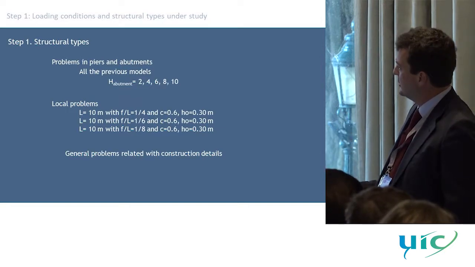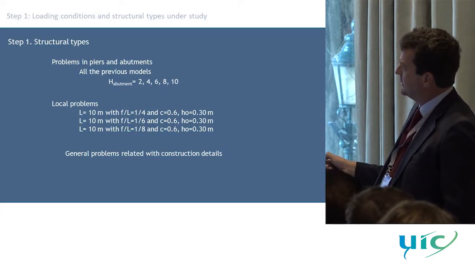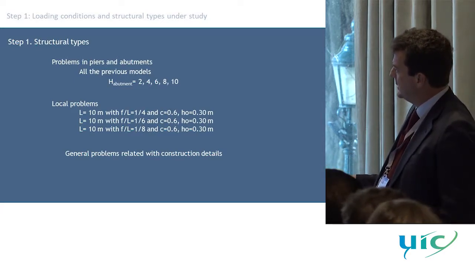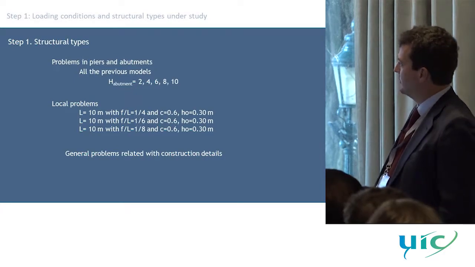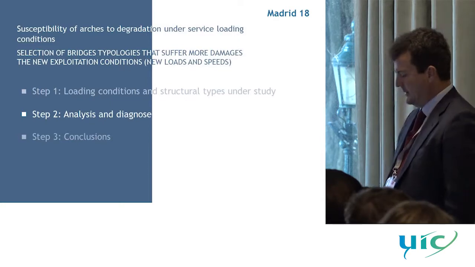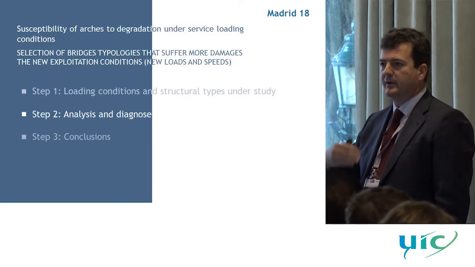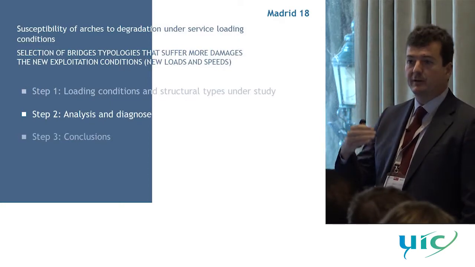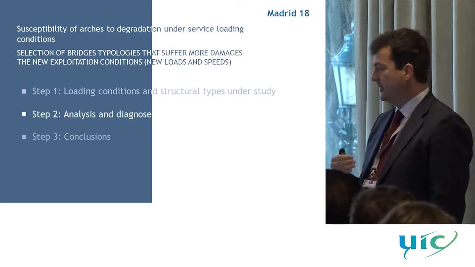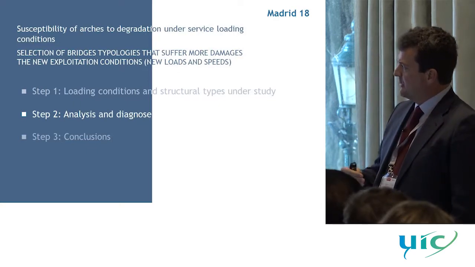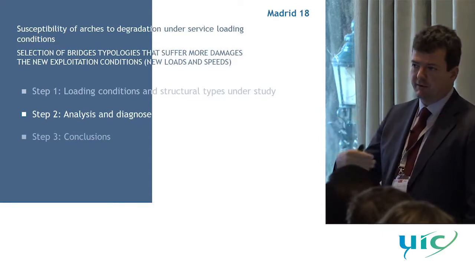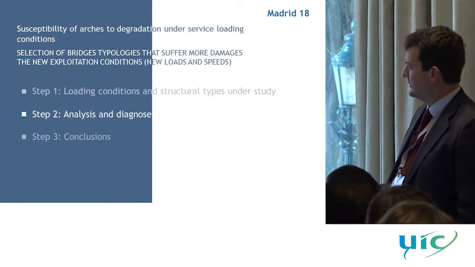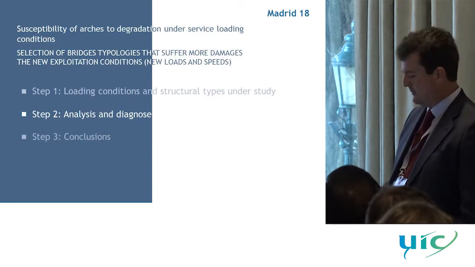So what we did also was play with different models, with different heights for the abutments, and we were searching also for certain local problems. So the second stage, once we more or less selected which were the real trains that we were going to analyze, and once we had selected the cases, the geometry of the bridges that we wanted to analyze, we started to do a lot of numbers.